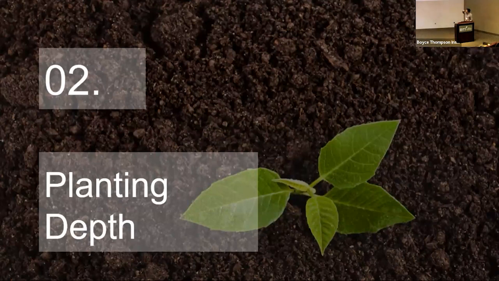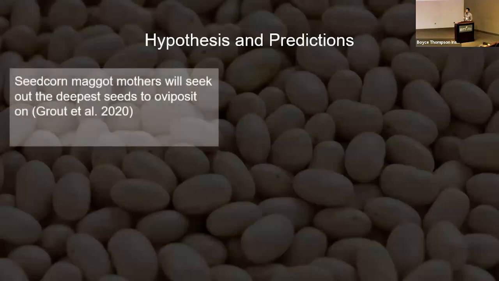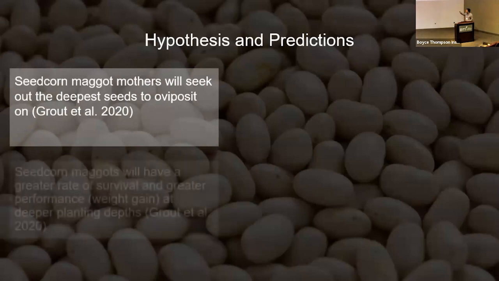All right, so next we checked out planting depth. And we predicted that seed corn maggot mothers would seek out the deepest seeds to oviposit in. And we saw that because we had read literature that said that shallower planting depths were associated with less seed corn maggot damage. So therefore, deeper planting depths must result in more damage.